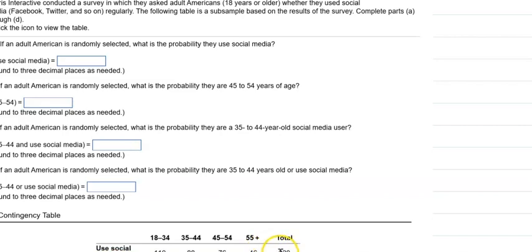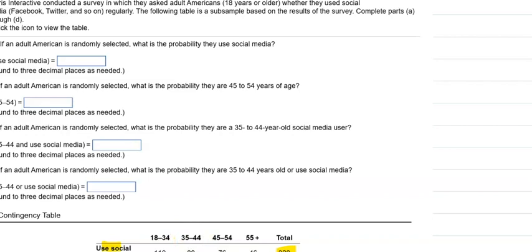So you have a total here, and if you look at the total here, 320 is the total number of people who use social media, and 170 is the total number of people who never use social media. And if you look at this column here, 142 represents the people in the age group 18 to 34, 122 people are in the age group 35 to 44, and so on.